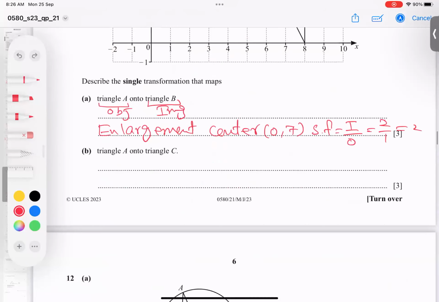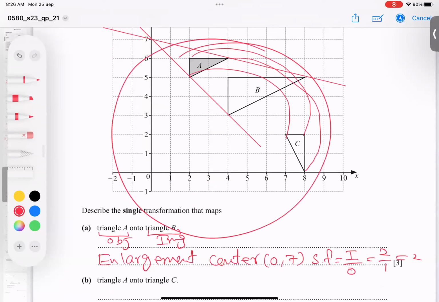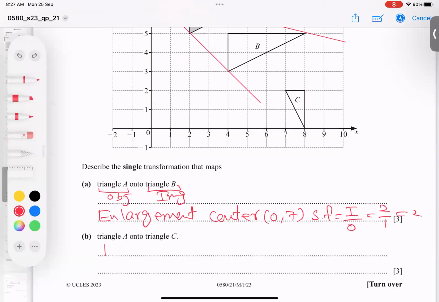The next part is asking what is A onto C. So what is the A shape going onto C? A clear approach: this point is coming here, this point is coming here, and this point is coming here. So it is a clockwise rotation. Okay, so make sure what is the object before 'onto', and the image after it. So A to C is shifting, so I can call this a rotation.